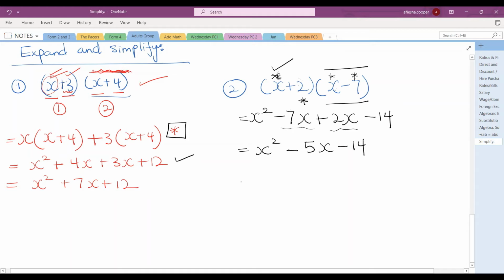If we were writing in this step, it would have been x, open brackets, x minus 7, plus 2, open brackets, x minus 7. Of course, this is an explanation step.